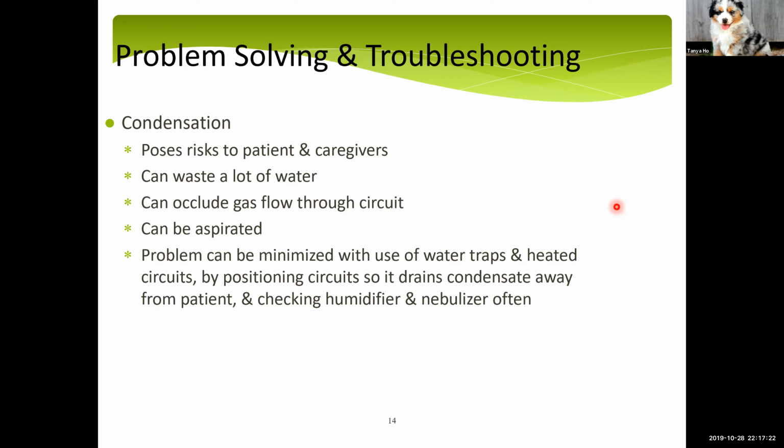And of course, check your humidifier to make sure it's functioning properly, or your large volume nebulizer. For the large volume neb, when you turn it on, you want to see the mist, and that's how you know it's producing an aerosol and that it's working. For the humidifier, you'll check your temperature and you'll check the patient's secretions. And again, you'll always evaluate the patient's secretions to make sure that your humidification is adequate.